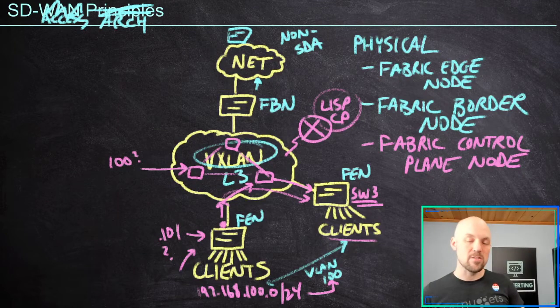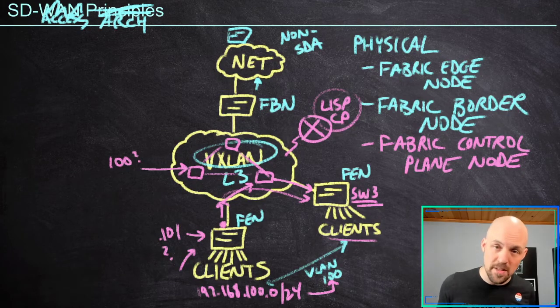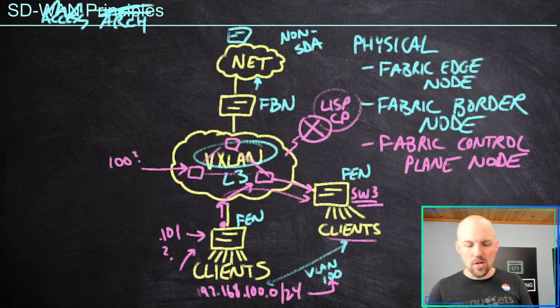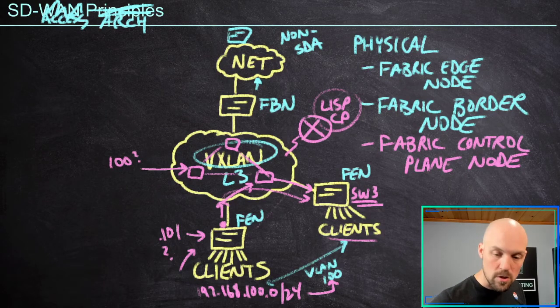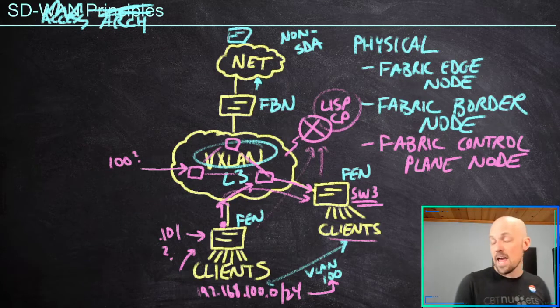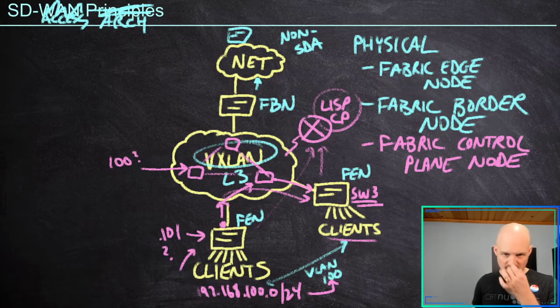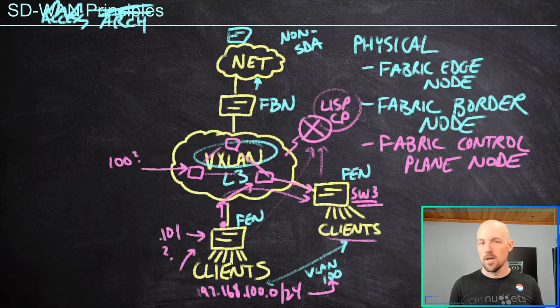LISP is the control plane. It's the one telling all of the switches in the environment where to send their traffic, especially those fabric edge nodes. And so as clients come online, we alert the control plane node to say, hey, I've got a client here. I've got this MAC address and I've got this IP address. And so the LISP control plane node is basically sitting there and taking all this information in.